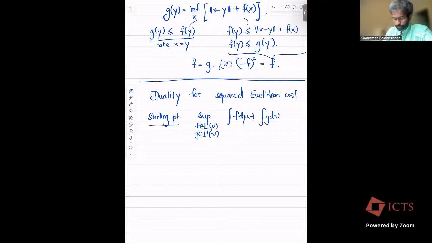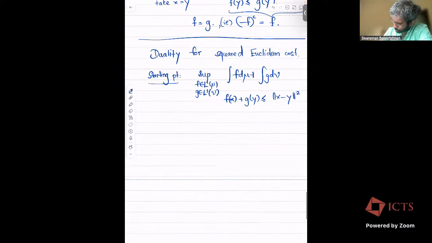And now when we're working with the squared Euclidean cost, what we get is that f of x plus g of y should be less than the norm of x minus y squared. And once again, we want to extract some structural properties of these things. So let me just make some remark about terminology.